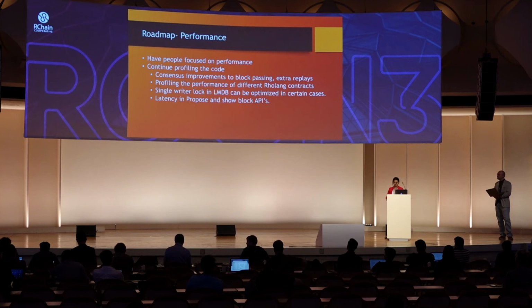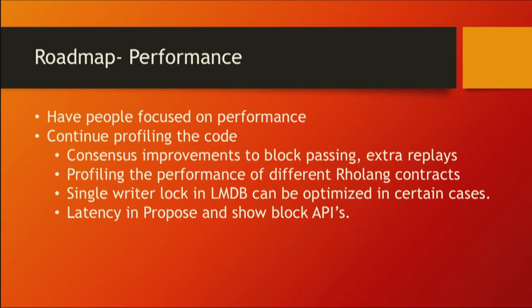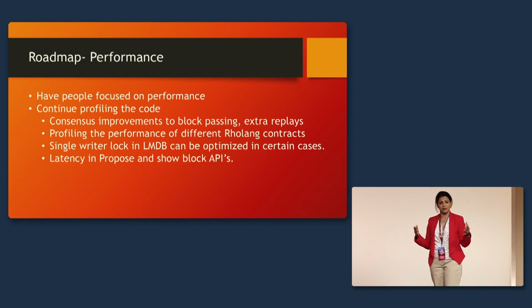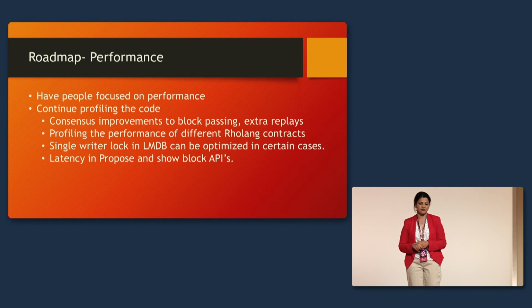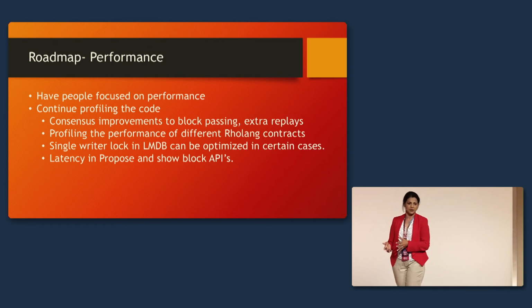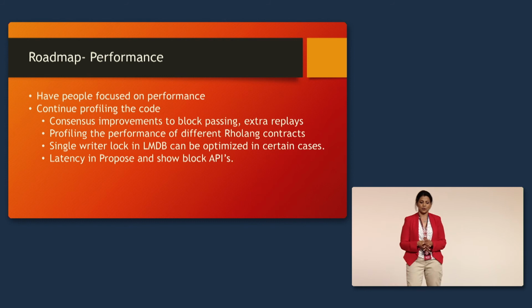All right, so I'll talk a little bit about the roadmap. One of the first things you have to do from a project management perspective, if you want to get something done, is have people focused on it. So the team is now going to be doubling down on performance. There are going to be individuals focused on profiling, looking at the latency, looking at the performance, identifying hotspots, right? I showed you one small improvement where we can shorten the time between propose and the replay mode or validation, right? We're also going to be profiling the performance of different Rholang contracts.